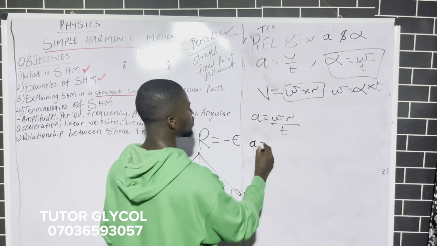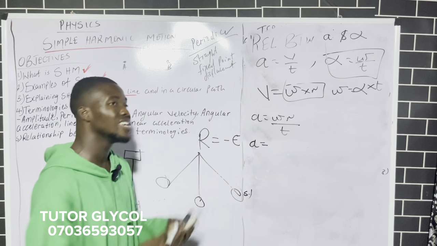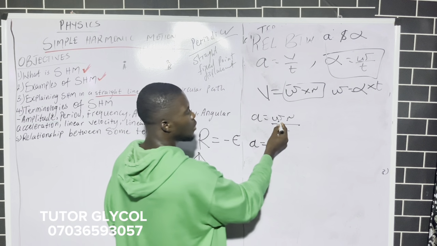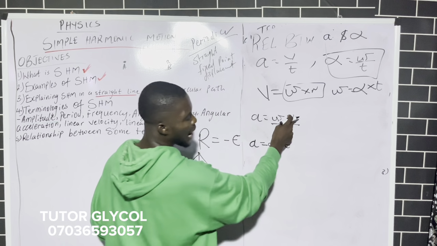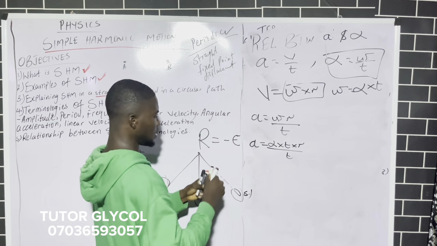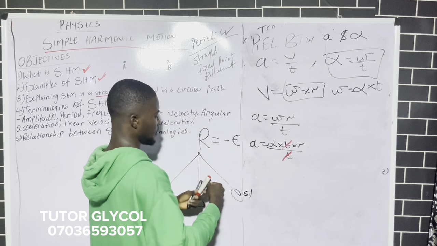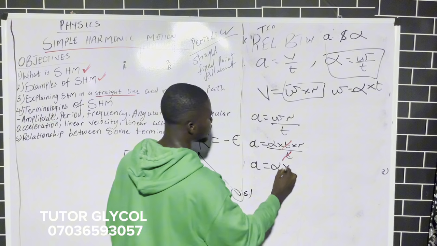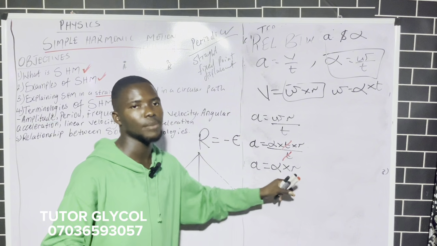So I'll be having something like linear acceleration is equal to W. I will not write W again, it's not called W, it's omega, but I'm just using W because it looks like it so that it will be easier for you to get. So W is equal to these two things times T. Remember I have my radius there, times radius over T. T will cancel T, is that not it? So I will have acceleration is equal to this times radius. So what does it tell you? Linear acceleration is equal to angular acceleration times radius.